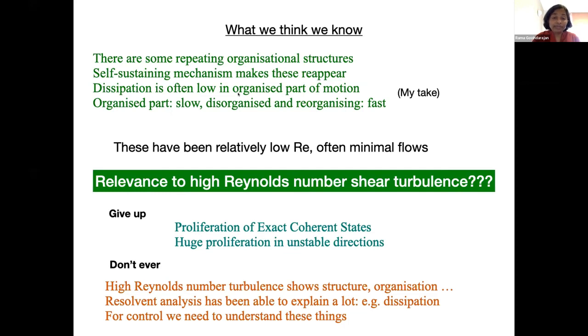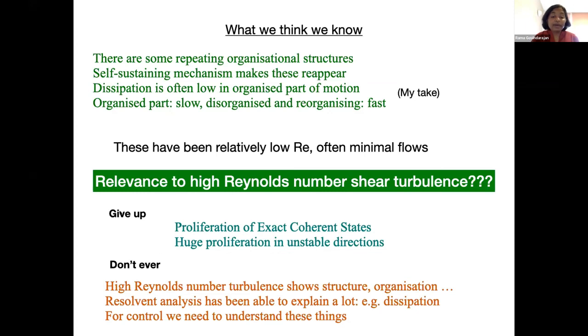And so this is my take on that. These studies till now are relatively low Reynolds, low Rayleigh, low this, low that, and often in minimal channels. So its relevance to high Reynolds number shear turbulence is a big question mark. And there can be two groups of thought. In fact, there are people who think this or this, and there are people like me who think in between, or I'm happy to accept either.